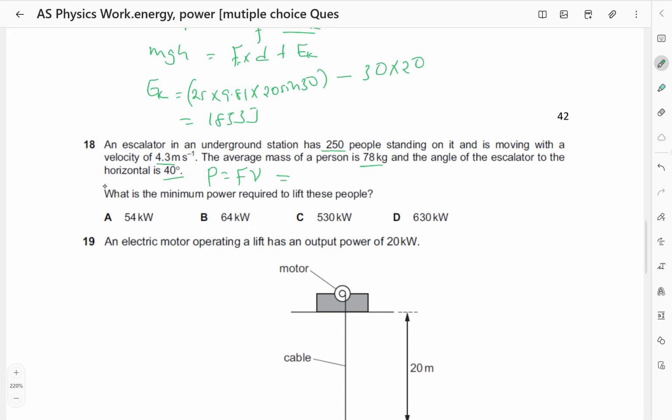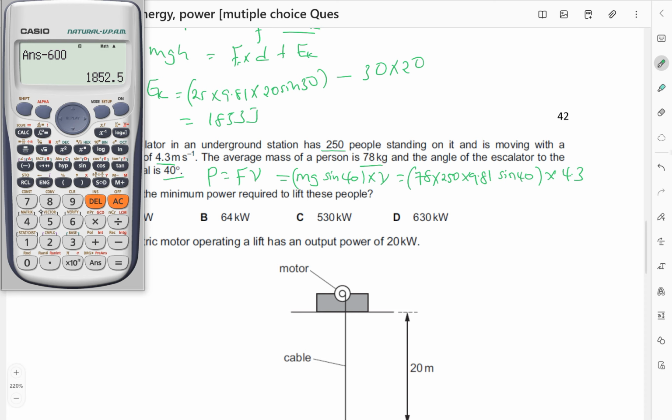velocity of 4.3. So this will be mg sine of 40 then times v. So m is 78 kilograms for one person, but they are 250, so times 250, that is the total mass, times 9.81 to get the weight, then sine of 40 because it is inclined at 40 degrees, so that is the total force, then times v, which is 4.3.